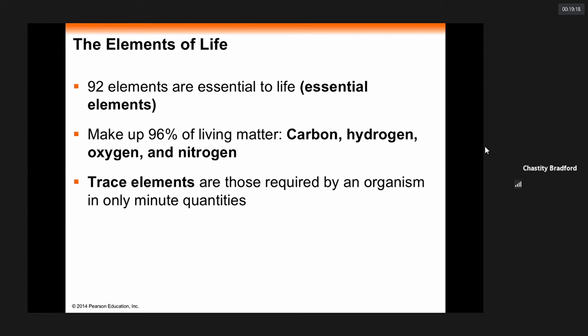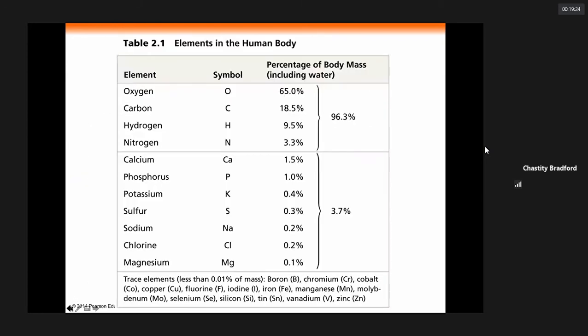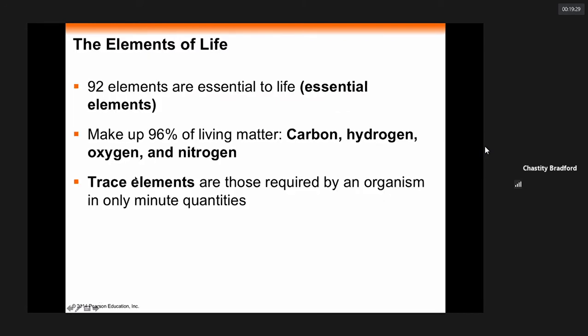I mentioned to you trace elements. Now what are those trace elements? Let me go back and make sure. We just talked about these trace elements. Give me 3 trace elements in the chat. You just saw it. You should have memorized a few. Trace elements are those required by an organism, but only in minute quantities.